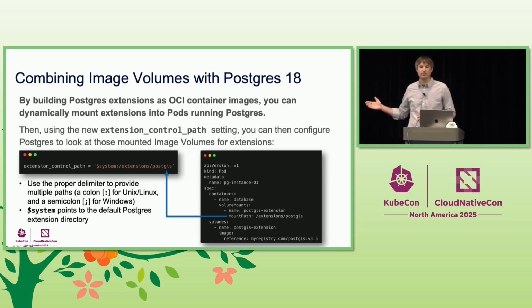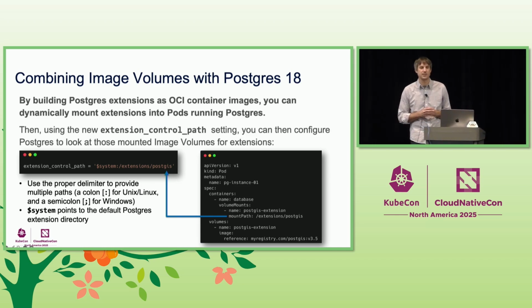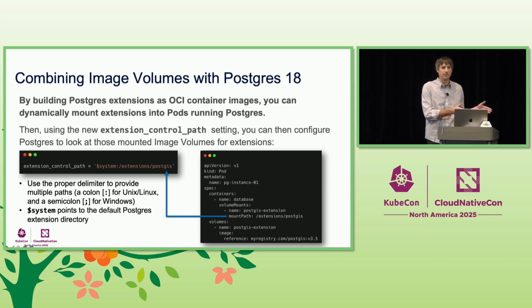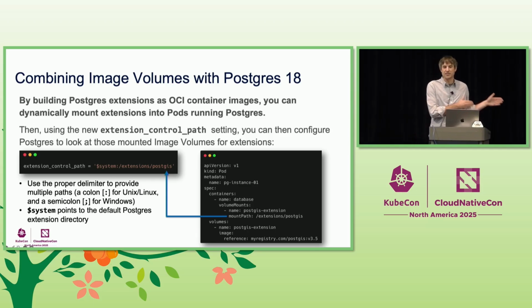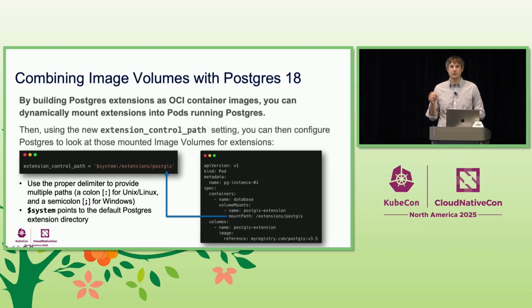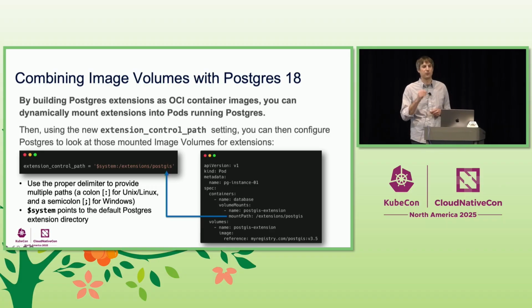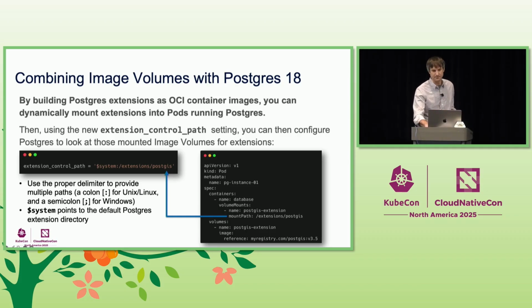We have a Postgres pod configured to mount the PostGIS extension, which adds geospatial capabilities to Postgres, as an image volume. And Postgres itself is then configured to look at the directory where that image is mounted to find extension files. This means any users using this Postgres server will be able to create and use the PostGIS extension in their various Postgres databases.